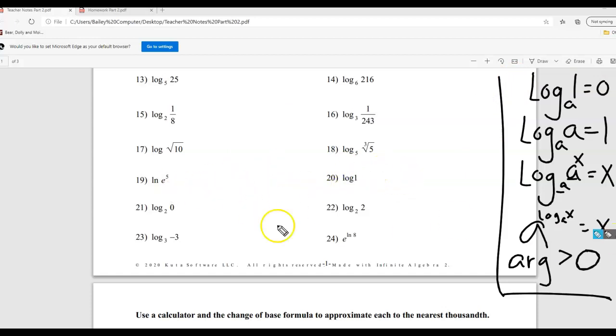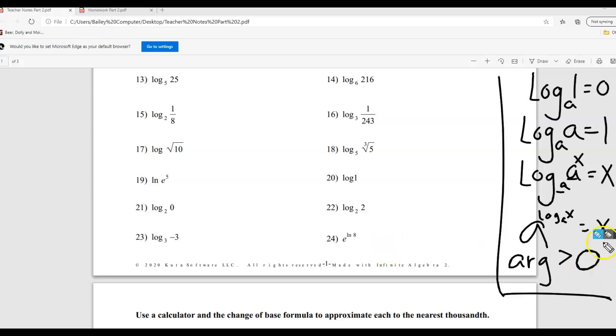Number 21. This one, we don't have a rule for that. There's nowhere where the argument equals 0. There's no way to get this number to match this number in bases. You can't ever write 0 as 2 to a power of any kind. So some of you guys might be thinking, well, what about 2 to the 0? Well, that doesn't work, because remember, a 0 power doesn't make something equal 0, it makes it equal 1. That's not going to work.